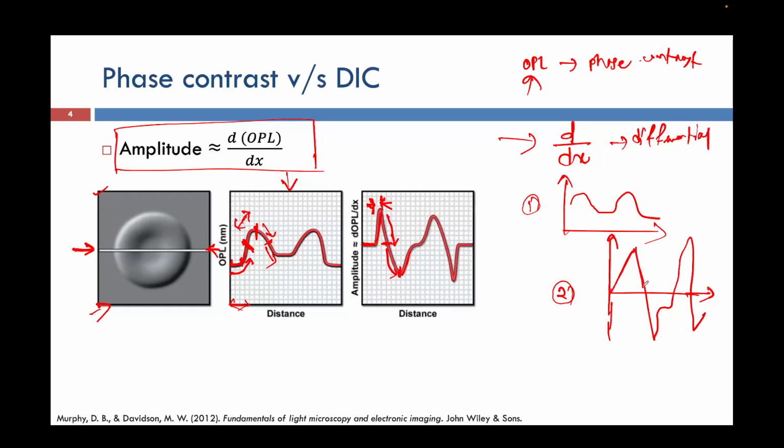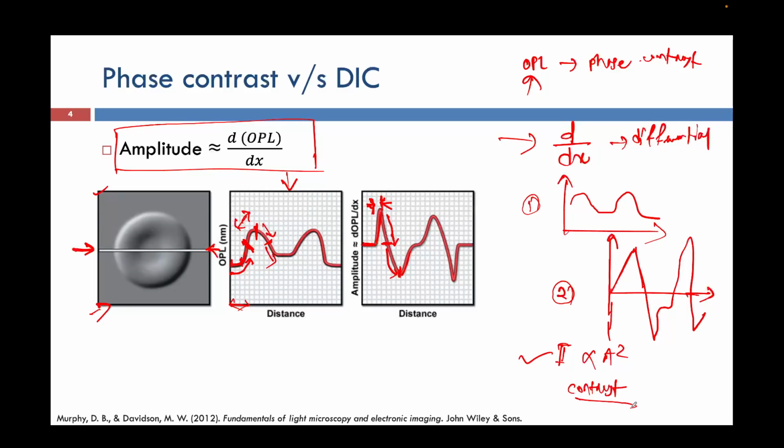So if there is variation in amplitude, then similarly the intensity will also vary. If the intensity variation is large, then in that case what will I get? I will also get large contrast. So this is the idea behind phase contrast microscopy versus differential interference contrast.